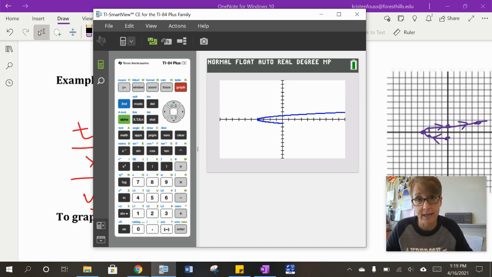So that's how we can graph on our calculators. Just change your mode to parametric. Just don't forget to change it back to function when you need it to be in function mode, right?